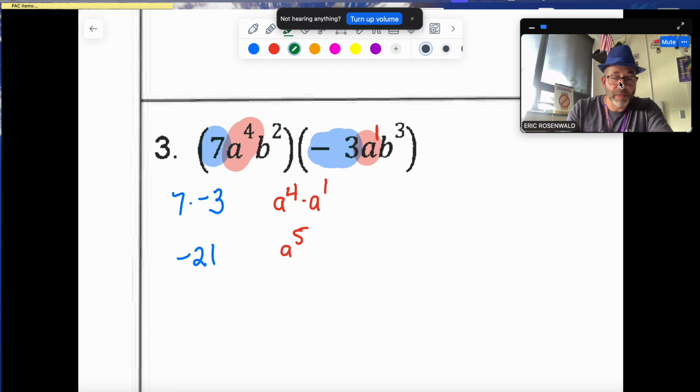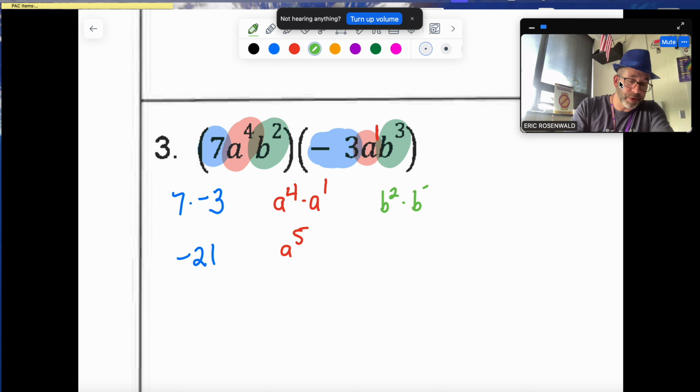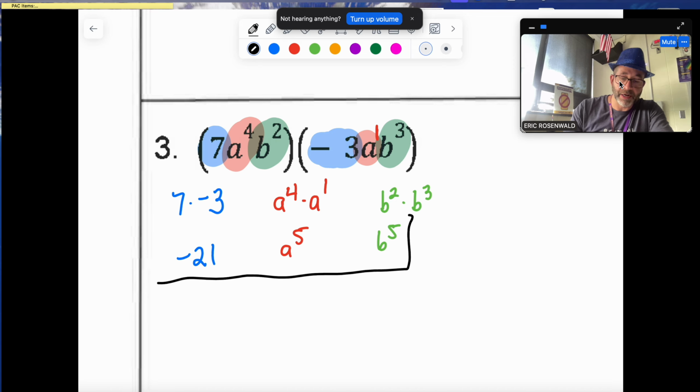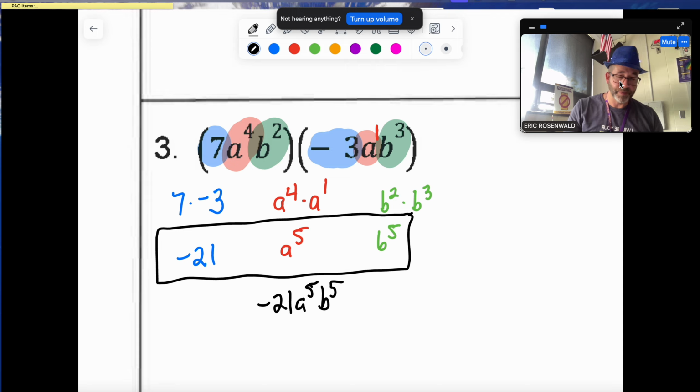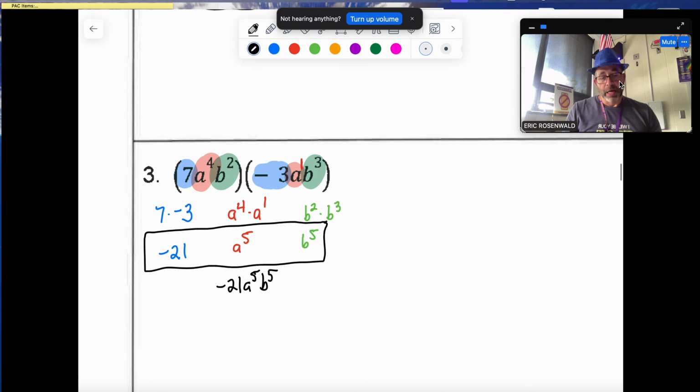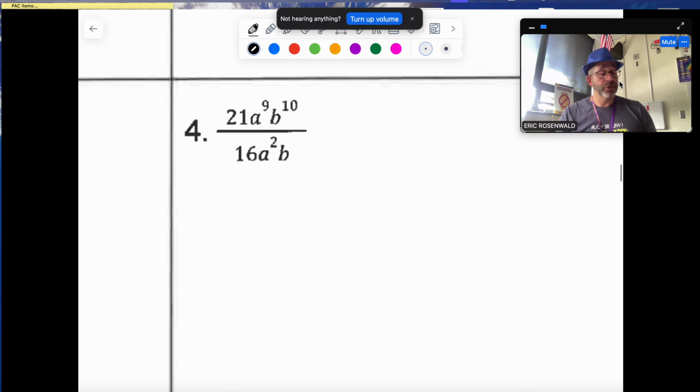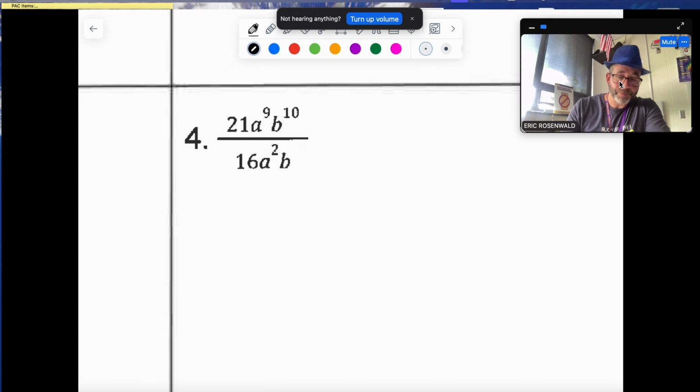All right, move on to the next thing. We get b to the 2nd and b to the 3rd. There is a total of b to the 5th. That's your entire answer right there. Now, I'm separating it a little bit just so that you can see that they're really separate problems, but the actual answer is supposed to be just really close. It's just negative 21, a to the 5th, b to the 5th. Okay? All right, let's move on to number 4.